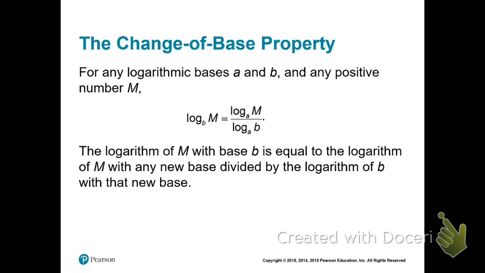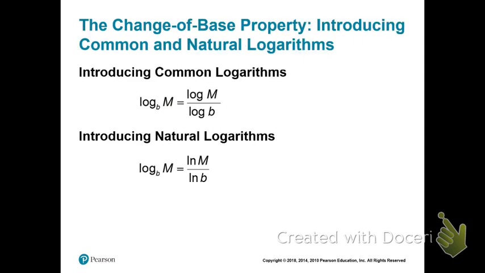But notice, this is log base a. A is our new base. And then the m is going to go to the numerator, and the b, the old base, is already subscript. It's already down a little bit, so it's the one that goes in the denominator on bottom. And then here it is with your common logs. So if you have log base b of m, you can rewrite it as log of m over log of b, or with the natural log, natural log of m over the natural log of b.